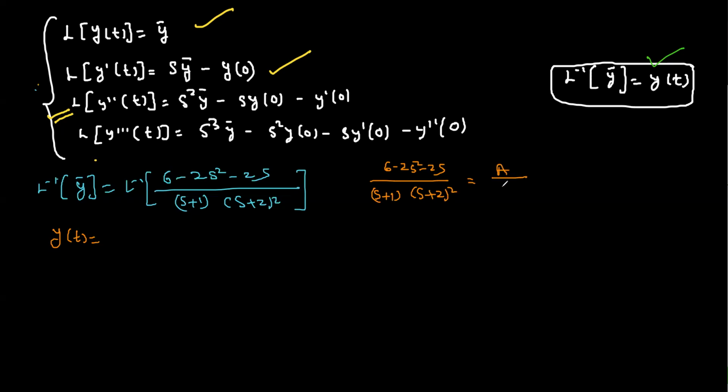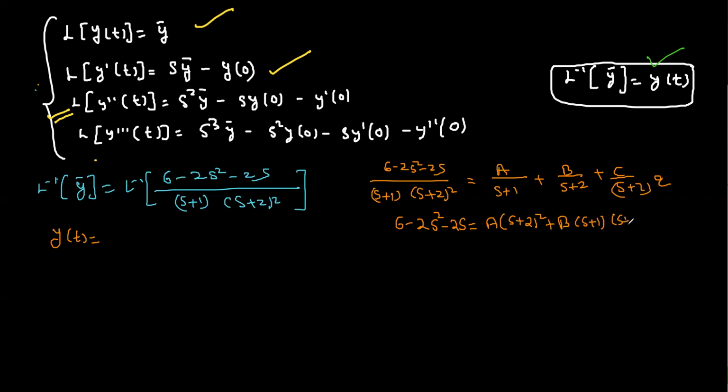A upon s plus 1, B upon s plus 2, C upon s plus 2 whole square. Because whenever the power increases like this, you can write C upon s plus 2 whole square. You know how to do partial fraction? So A is multiplied with s plus 2 whole square, B is multiplied with s plus 1 into s plus 2, and C is multiplied with s plus 1 only.